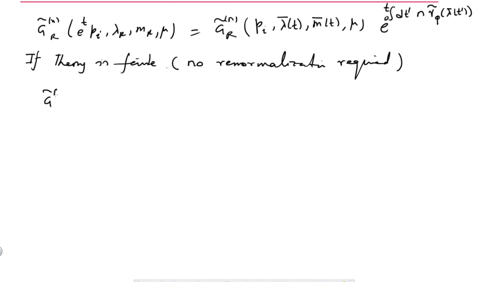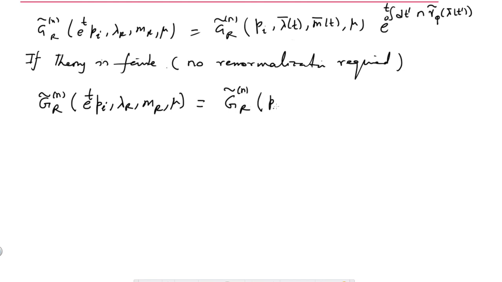G tilde n renormalized at a large scale. I am taking t to be large at these values of coupling constants and m_R. Okay, that is what you want to calculate. It will be G tilde n R of p i.